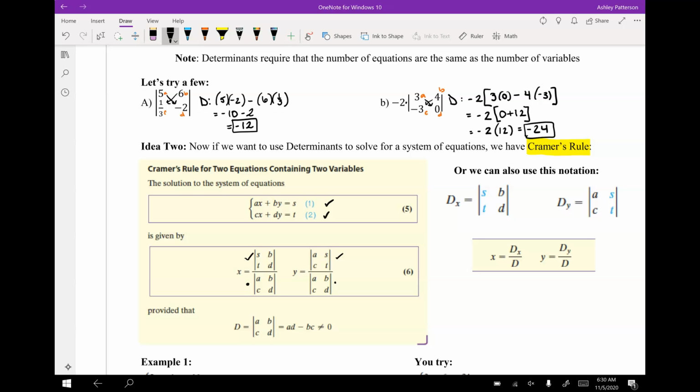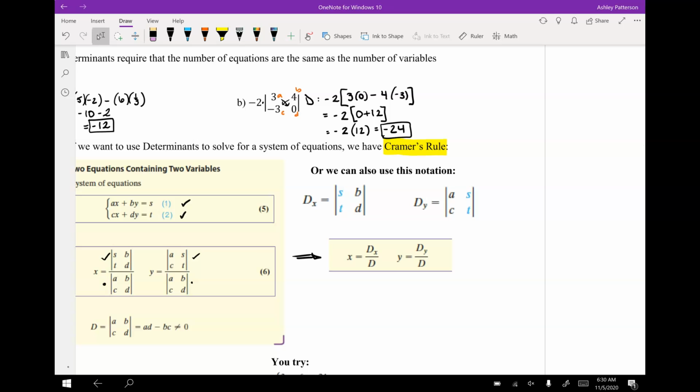How you can write it is like this. The determinant of x, so D of x, is where we substitute in the solutions for all the coefficients of the x variable. And then to find the determinant of y, we substitute the solutions in for the coefficients of the y variable and calculate.